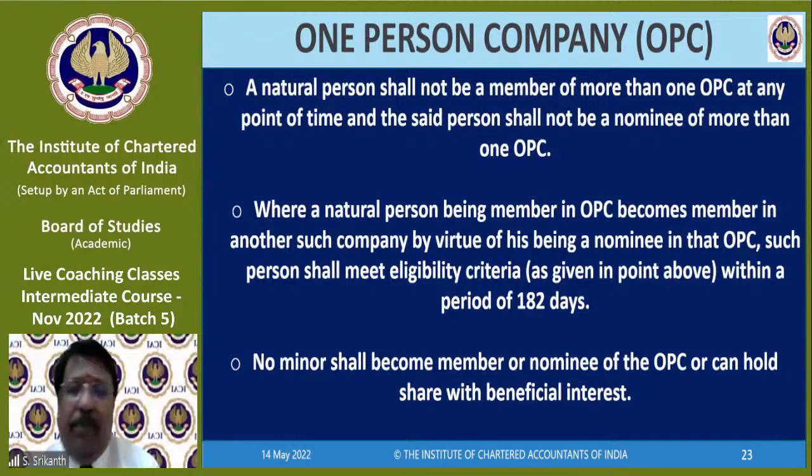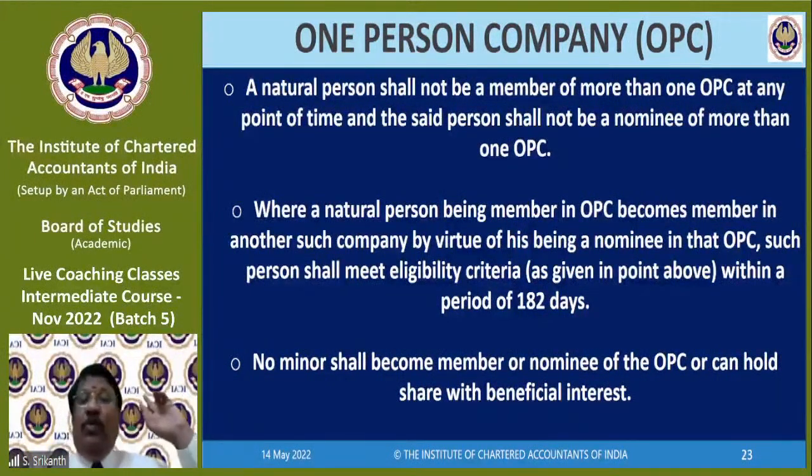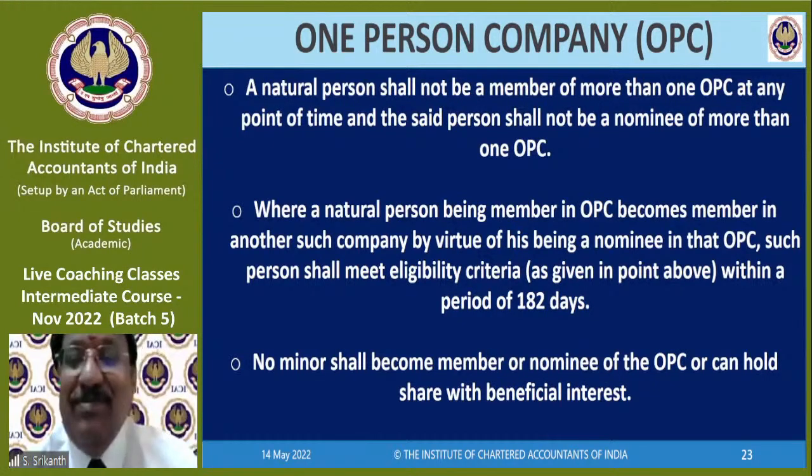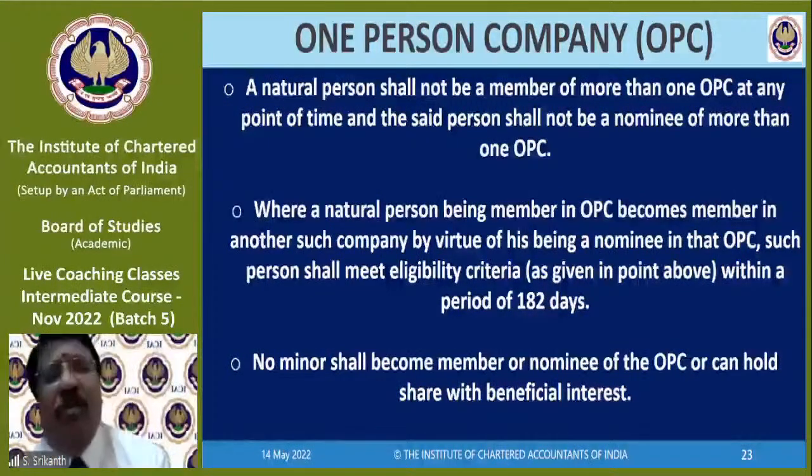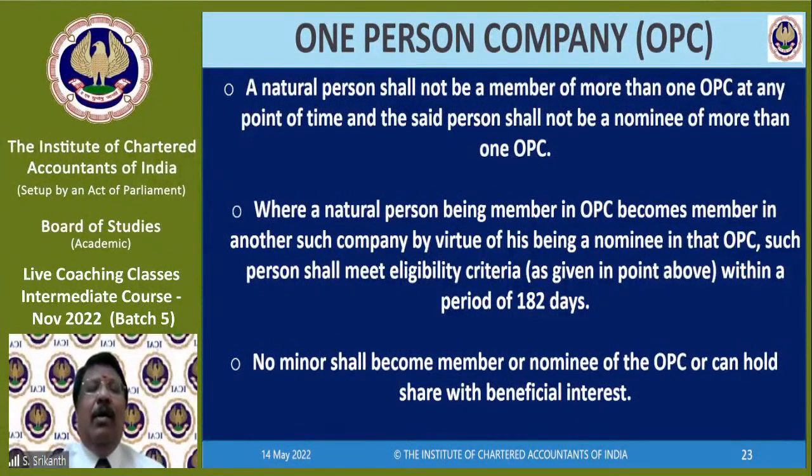Unfortunately, Abhayji passes away or becomes lunatic, whatever happens. Now, Varun will become the member of Abhay's OPC, because he is the nominee of Abhay's OPC. Got it? Now, he is also a member of his own OPC. Then he cannot be a member in more than one OPC. Therefore, such person shall meet the eligibility criteria within a period of 182 days. Means what? He is given 182 days to select whether he will be a member in Abhay's or in Varun's. Obviously, he will prefer Varun's now. So, he should appoint someone else or close that OPC so that he will be only in one OPC. Right?